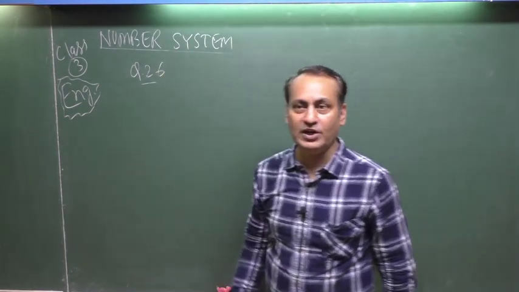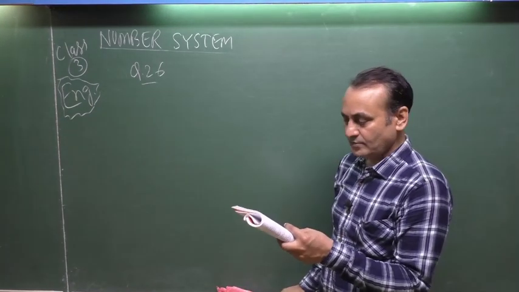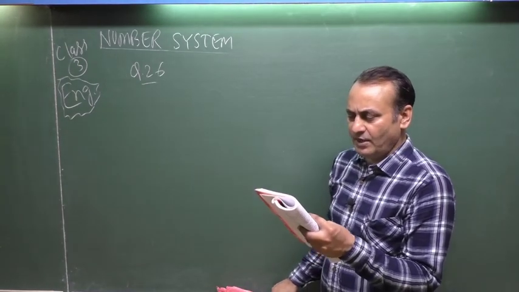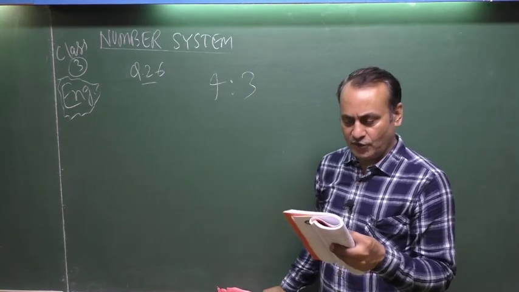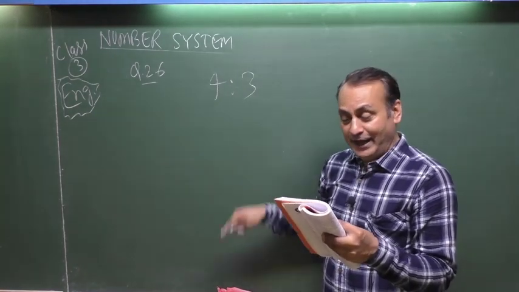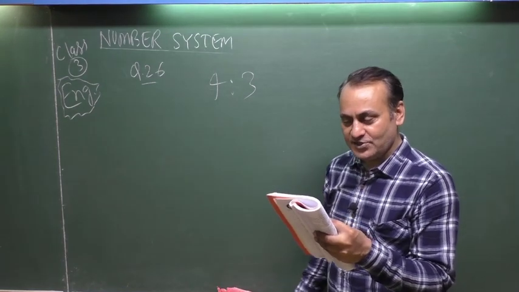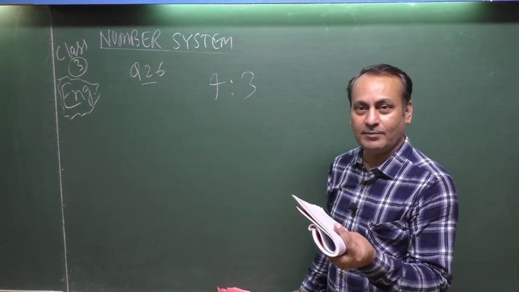Come to question number 26. Two numbers are in the ratio 4:3. See here. And the product of the numbers is 300. Find out the bigger number.